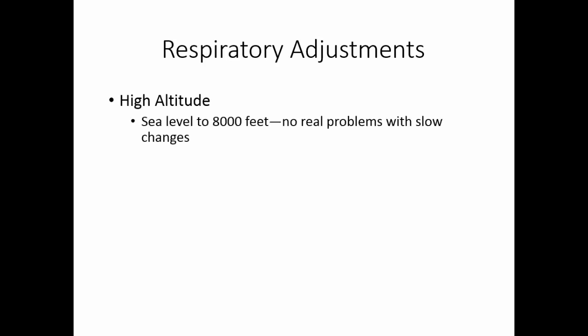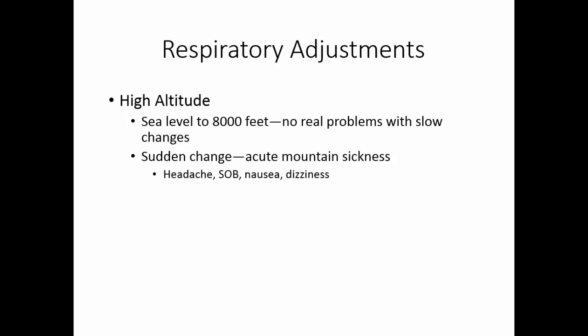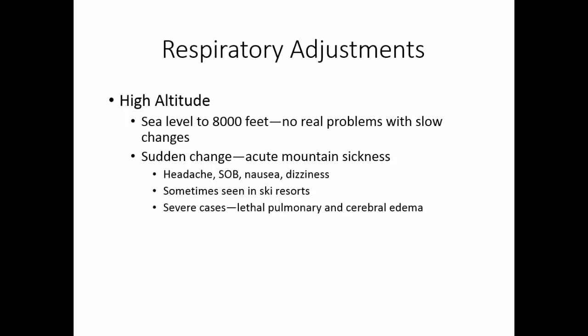Another respiratory adjustment is the one to high altitude. Most people live between sea level and 8,000 feet, and there are no real problems if you slowly change your level of altitude. But if there's a sudden change, you may experience acute mountain sickness. Acute mountain sickness has the symptoms of headache, shortness of breath, nausea, and dizziness. This is sometimes seen in ski resorts where people may jet in and very suddenly find themselves in a higher atmosphere and immediately begin rather vigorous exercise. In severe cases, it can lead to lethal pulmonary and cerebral edema.